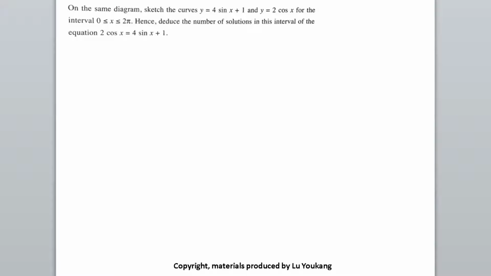Okay, next we have this question. We are asked to find or sketch the curves y equals 4 sine x plus 1 and y equals 2 cosine x. Before that, let me introduce you to a general form: y equals a sine bx plus c, and we will go into very deep detail as to how this a, b, c affects our sine curve.